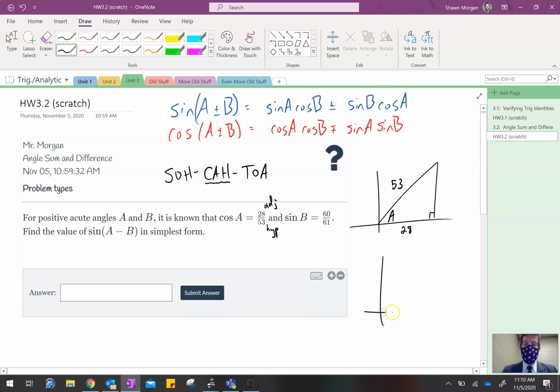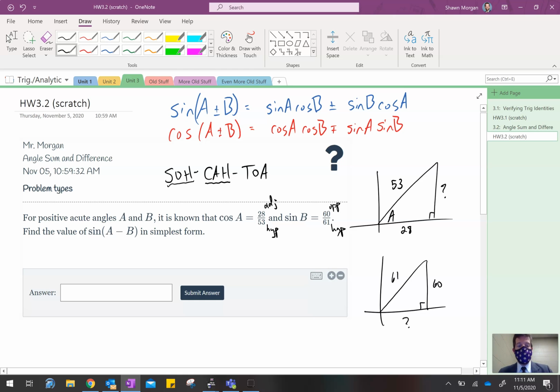Let me draw angle B now. So angle B, they tell me the sine. And I remember from sine that the fraction is the opposite over the hypotenuse. Right, so the opposite side here is going to be 60, and the hypotenuse is going to be 61. Now, in both of these cases, I really want to find this missing side, and we would use what we've learned this year called the Pythagorean Theorem to do that.